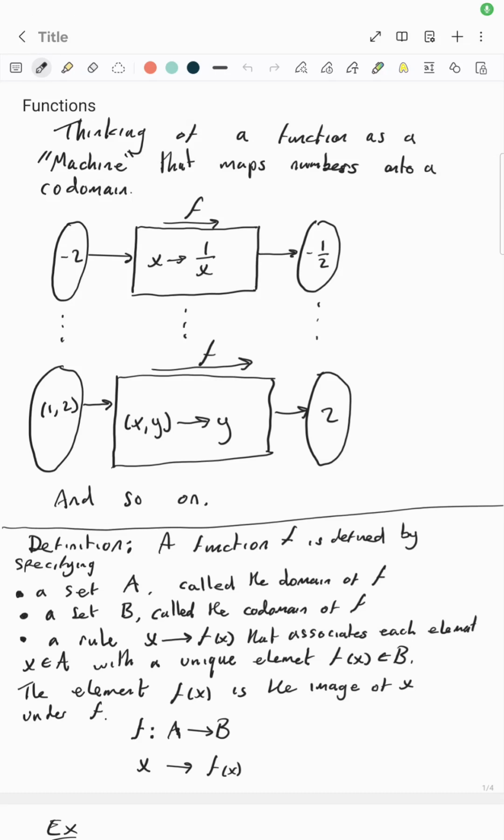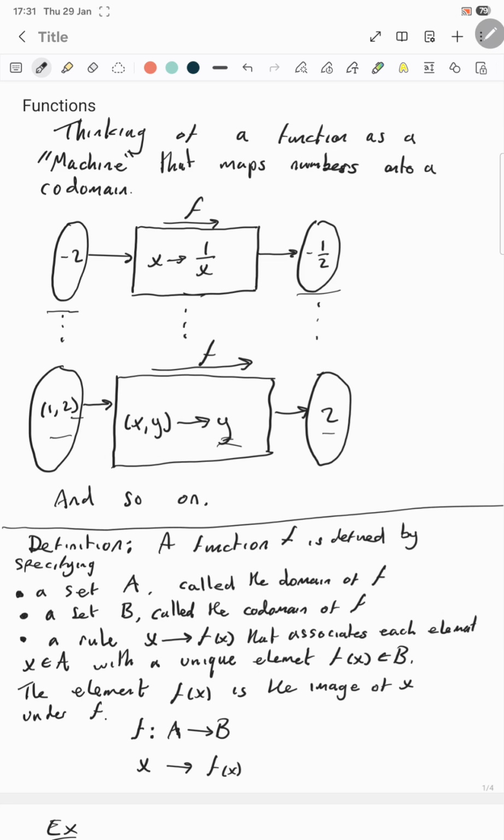...is functions. Think of a function as a machine that maps numbers into a codomain. Here are a few examples. Take -2, and our function is x goes to 1 over x. So we plug this in and we get -1/2 for our function. Or likewise, take (x, y) goes to y. So it's only the y here, and we know y equals 2, and so on.